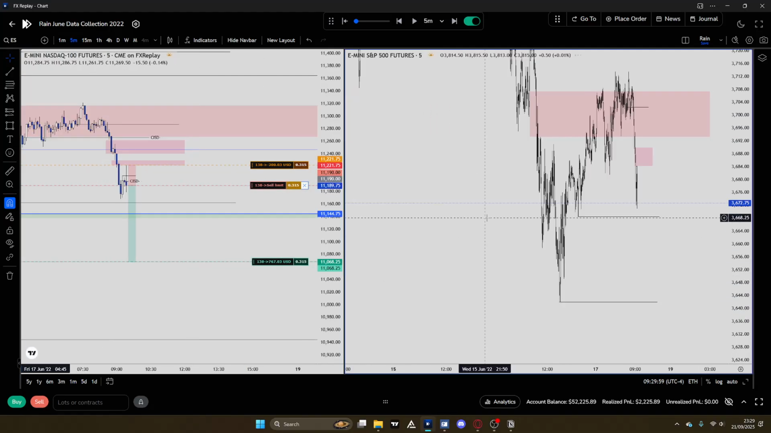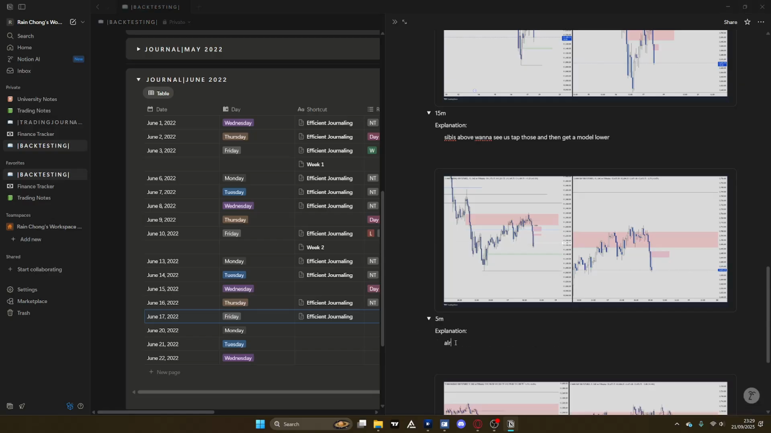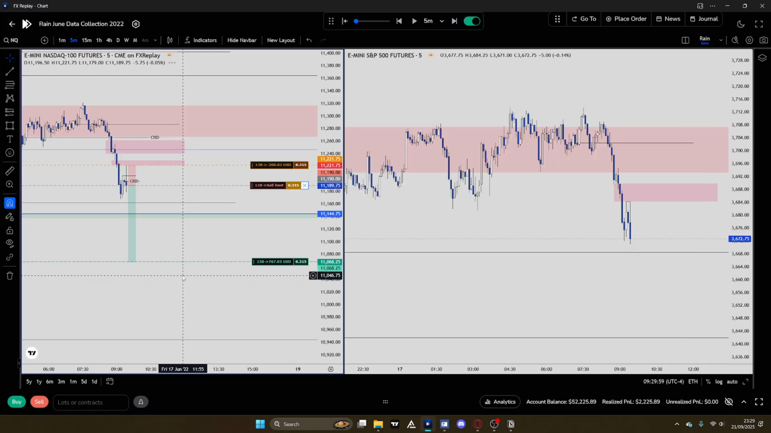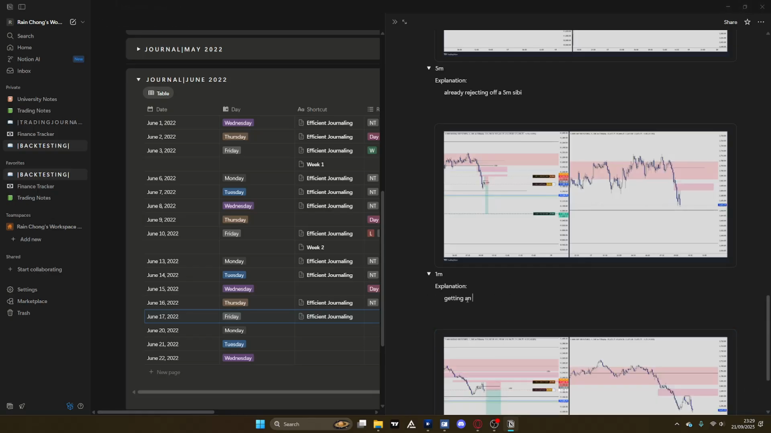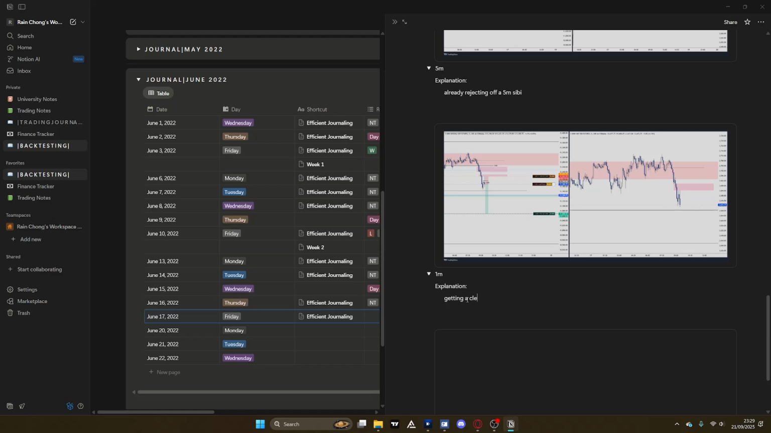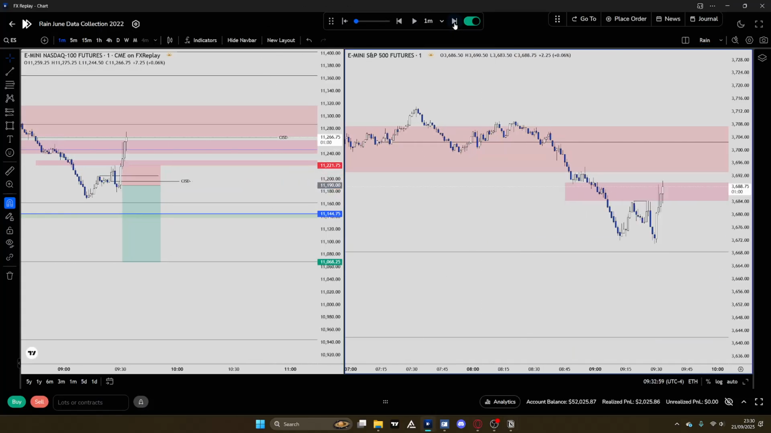And then go to the 5-minute. Already rejecting off a 5-minute civvy. Getting a pretty clean setup at market open. However, de-risking because we still have those civvies above. Alright. Yep. Okay.